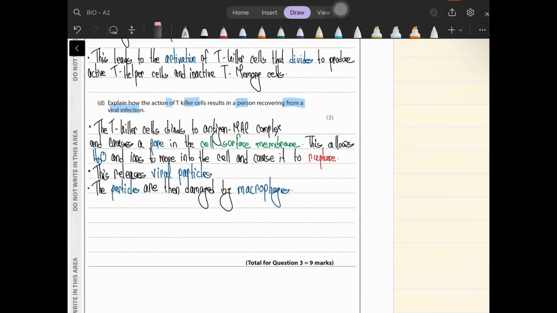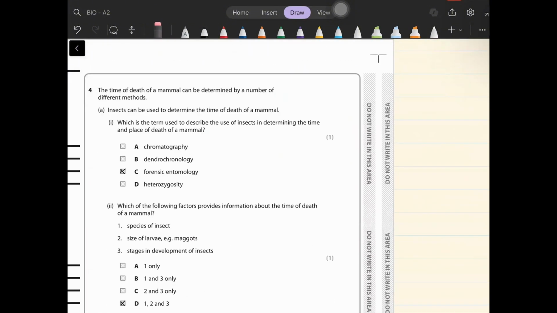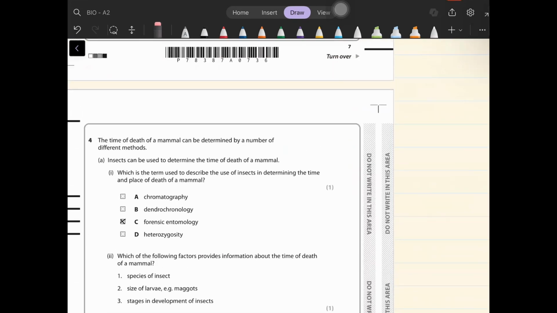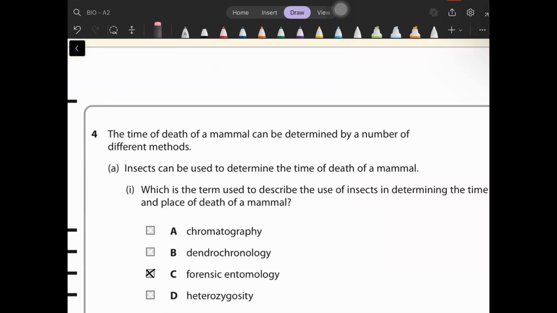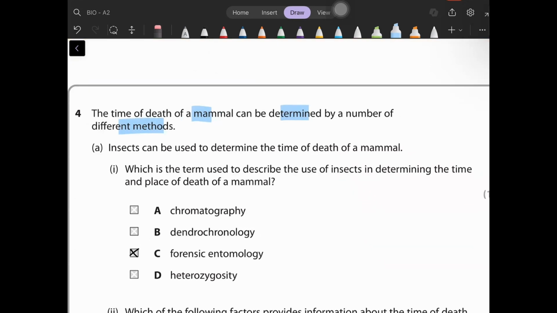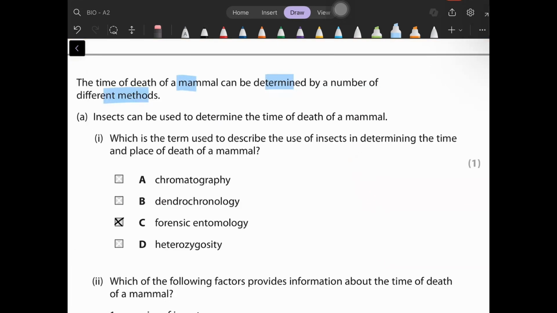Moving on to the next question. This question is from forensics. It says that the time of death of a mammal can be determined by a number of different methods, right? Insects can be used to determine the time of death of a mammal. Which term is used to describe the use of insects in determining the time and place of death of a mammal?